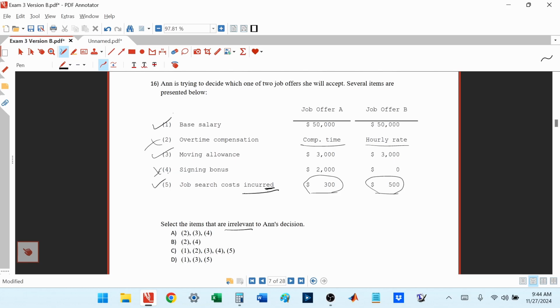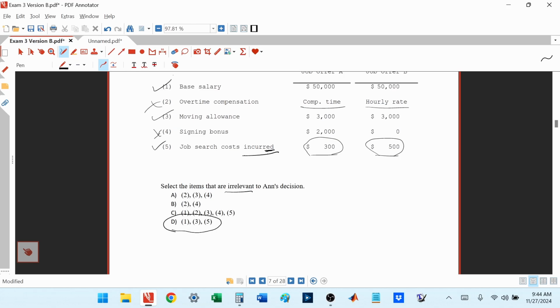So that's irrelevant as well. So D is the right answer. 1, 3, and 5 are irrelevant to her decision.